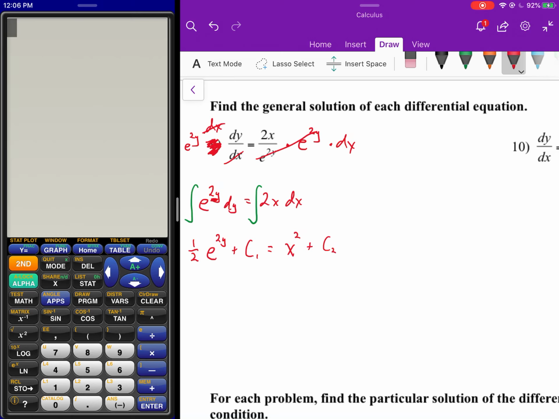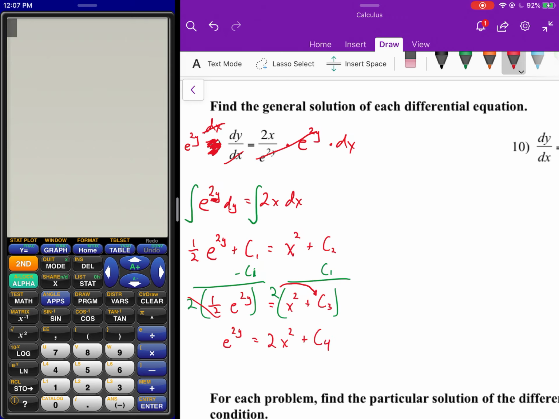So here we integrated. Now we want to just solve for y. We'll go ahead and get the c's to one side, so I'm going to be subtracting c sub 1 from both sides. And when we do that, we get 1/2 e to the 2y equals x squared plus some other c value, so I'm just going to put a c sub 3. We're then going to multiply both sides by 2 to get rid of that 1/2, and we'll distribute that through. Distributing that through, the 2 cancels, we have e to the 2y equals 2x squared. 2 times a constant is still some constant, so we're going to put a c sub 4. Because it's another constant, but it doesn't really matter what it is.